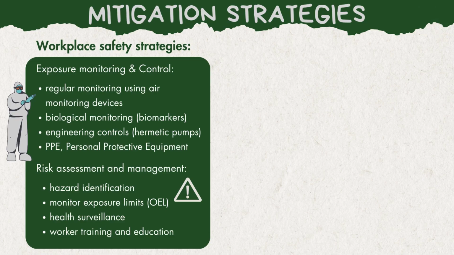For workers' safety, personal protective equipment, including respirators and chemical-resistant gloves, is crucial during high-risk tasks. Risk assessment must identify hazards with strict adherence to occupational exposure limits to keep exposure below safe thresholds. Regular health surveillance and worker training ensure early detection and safe handling practices.